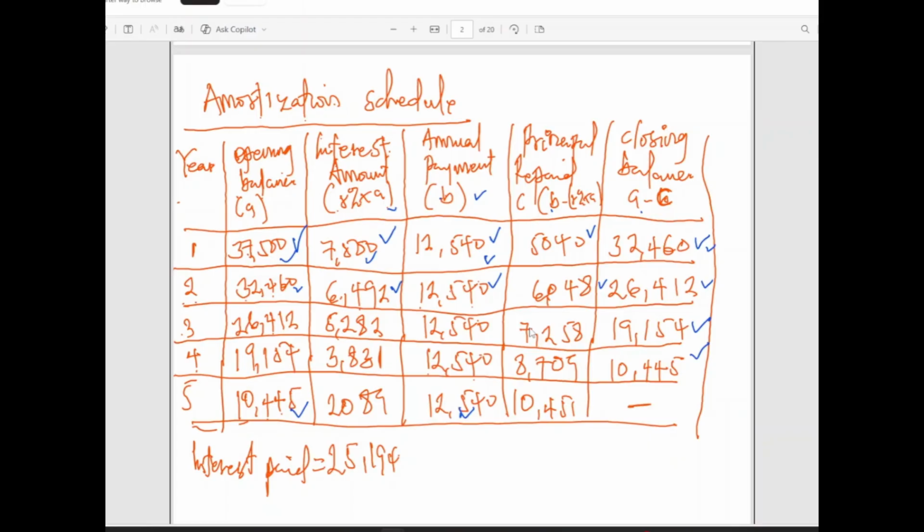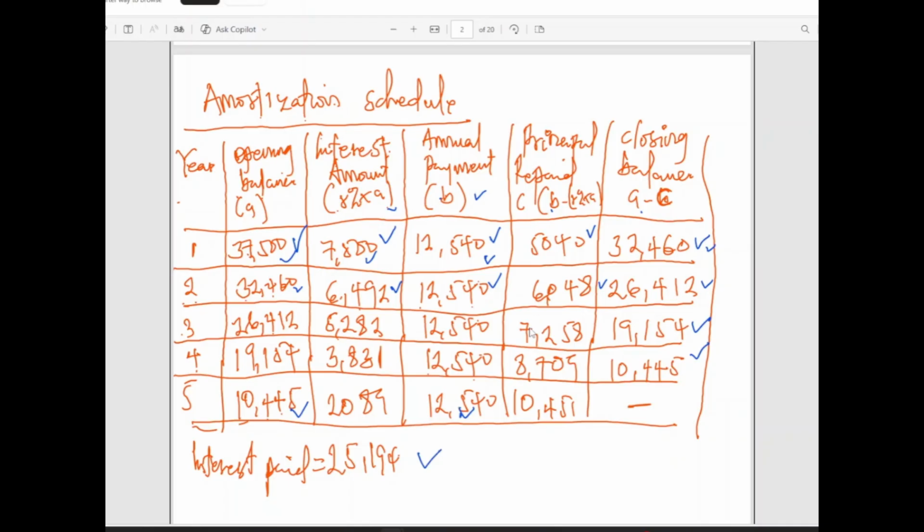Which is just some insignificant difference, but it's almost the same. But this one is 10,445, and this one is 10,451. So like some 4 difference, right? Which is insignificant. So at the end of the day, the total interest paid is 25,194, right?